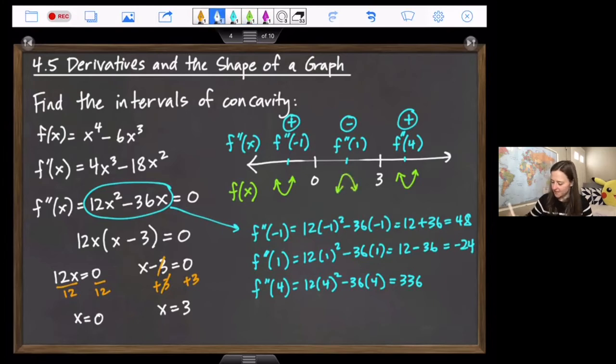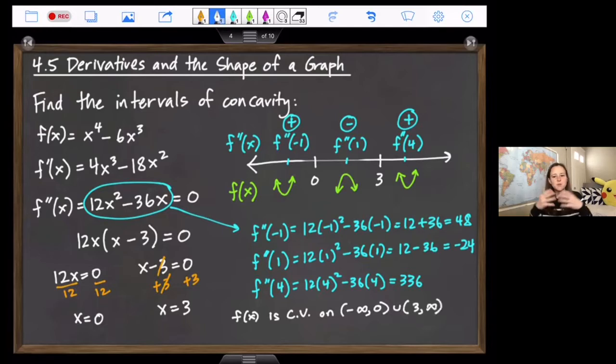All right, so we'll say our intervals of concavity. We're going to say that f of x is concave up on two intervals, so -∞ to 0, and then from 3 to infinity. Okay, using that u to say that both of those intervals are part of my concave up answer, and then f of x is concave down on the interval in between, so from 0 to 3.